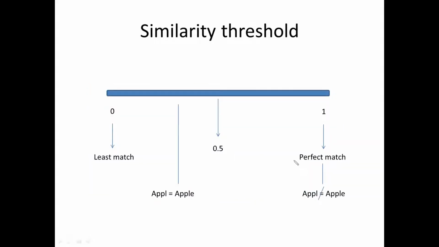But in Power BI, I think they have given 0.8 as the default value, and you can reduce it for matching. So we will see an example of that.